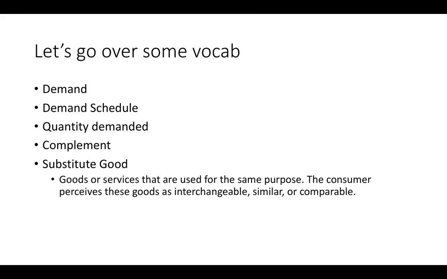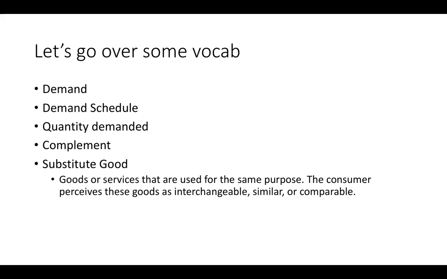Right? So a substitute good is just the opposite of that. Instead of boosting the value of the second good or service, a substitute good is goods or services that are used for the exact same purpose. So the consumer perceives these goods as interchangeable, comparable. This could be the difference between Kroger brand and name brand, or between almond milk and cow's milk. Goods or services that are possibly interchangeable or could compete with one another will be these substitute goods.